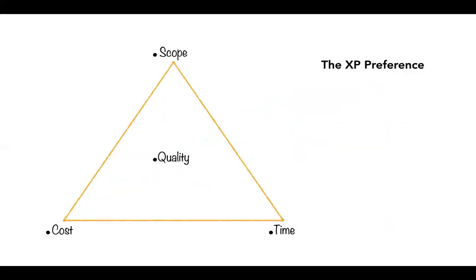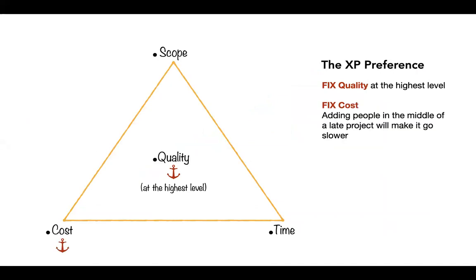Now the XP preference in how to use the triangle is option 3. So XP says fix the quality at the highest level, because you don't want to deliver a substandard product. Fix the cost, because adding people in the middle of a slow project is only going to make it go even slower, right? And this has been established well before the XP movement. In fact, a book called Mythical Man Month has busted this myth a long time ago. This was written in the 70s or 80s, I think.